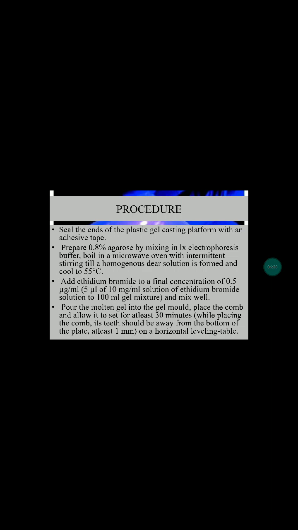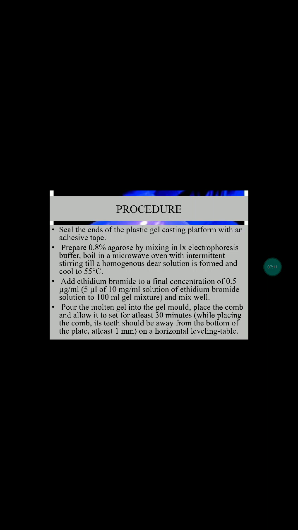Procedure of agarose gel electrophoresis: seal the ends of the plastic gel casting platform with adhesive tape. Prepare 0.8% agarose by mixing in 1x electrophoresis buffer. Boil in a microwave oven with intermittent stirring till a homogeneous solution is formed and cool to 55 degrees Celsius. Add ethidium bromide to a final concentration of 0.5 μg per ml: 5 μl of 10 mg per ml ethidium solution to 100 ml gel mixture and mix well.